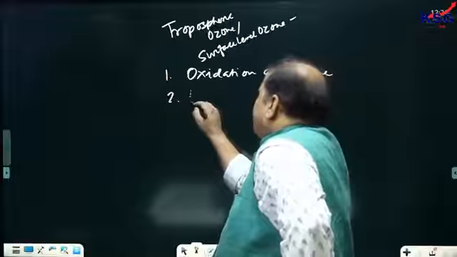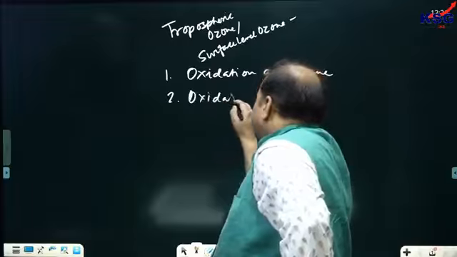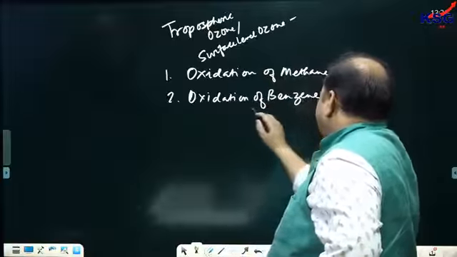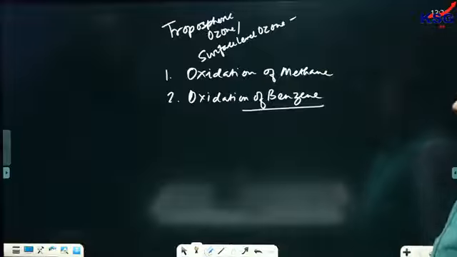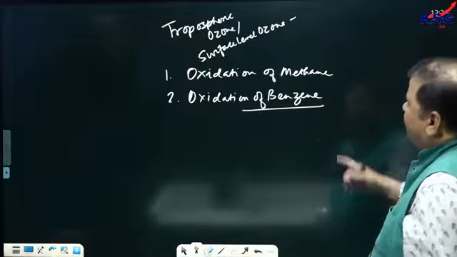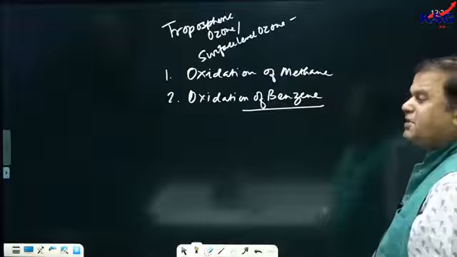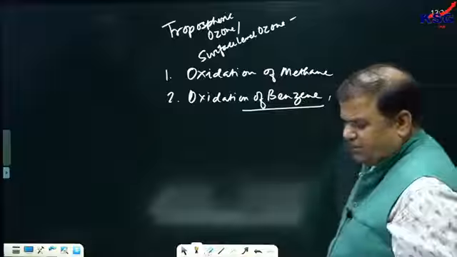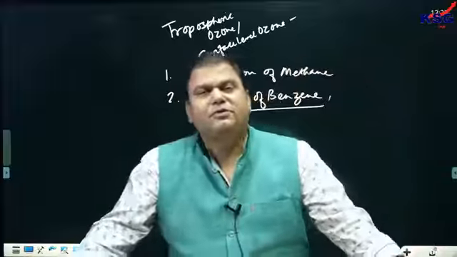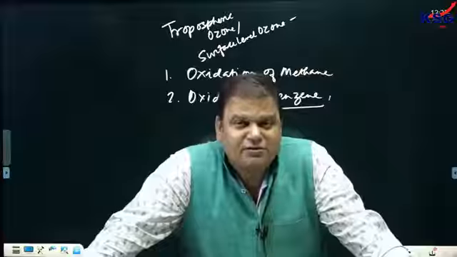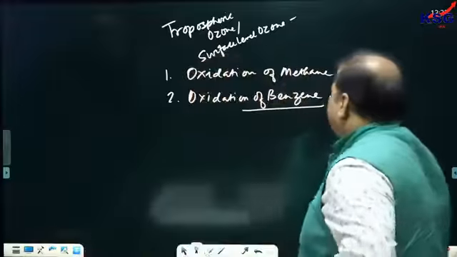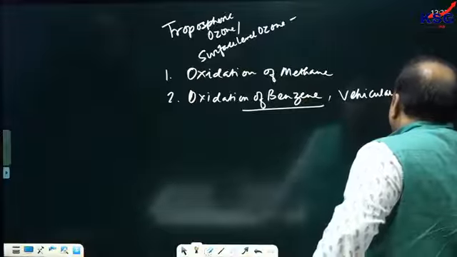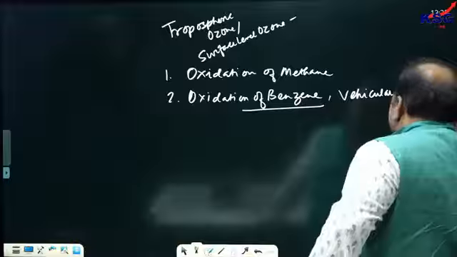Second, oxidation of benzene. And from where we get benzene? Benzene is present in the air from vehicular emission. Write down, which is present in the air through vehicular emissions.